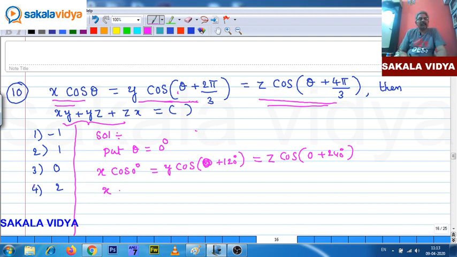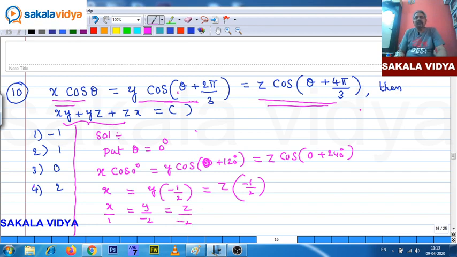x cos 0, y cos 120 is minus 1 by 2. z cos 240, cos 240 is 180 plus 60, this is also minus 1 by 2. So this can be written as x by 1 equals y by minus 2 equals z by minus 2. Now we need to find out this value.